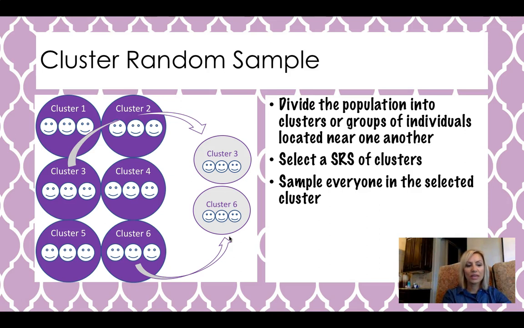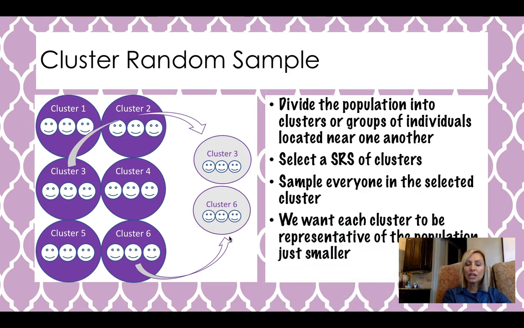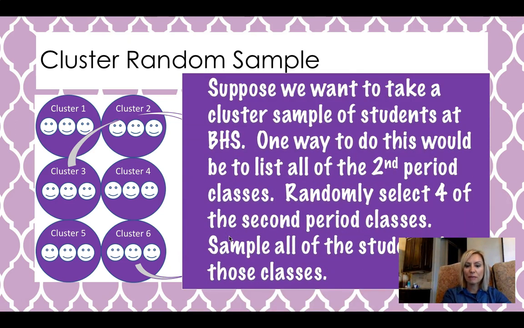If we give an example again of Bernie High School students, we could cluster sample all of the students at Bernie High School as well. Remember, our goal here is picking a representative sample of the population, but a sample or subset that's smaller than the population. So at BHS, we could maybe list all of the second period classes. We could randomly select 4 of the second period classes, and then we could go into those classes and sample all of the students in those classes to pick what is known as a cluster random sample.